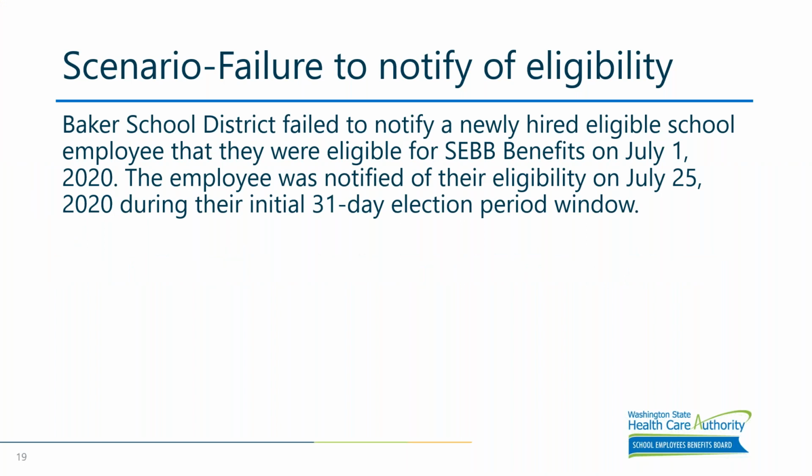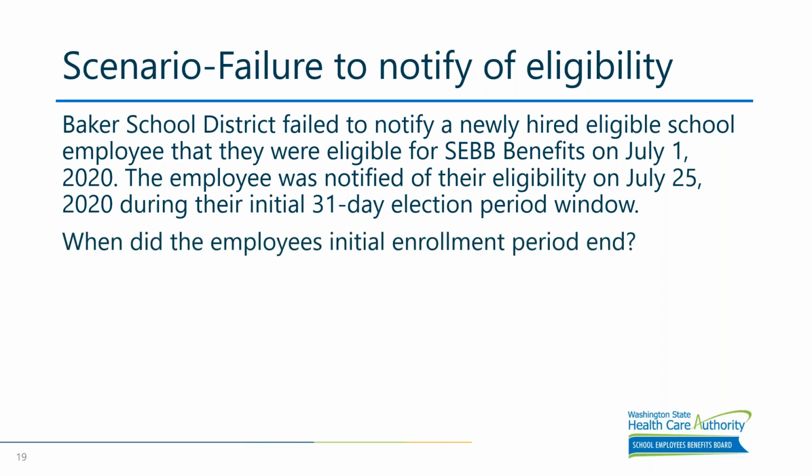So this first scenario is about failure to notify an employee of eligibility. Baker School District failed to notify a newly hired eligible school employee that they're eligible for SEBB benefits on July 1st. The employee was notified of their eligibility on July 25th during their initial 31-day election window. So the benefit administrator realized 25 days later, hey, we forgot to tell this person that they're eligible for benefits. So they're still within that 31-day election window.